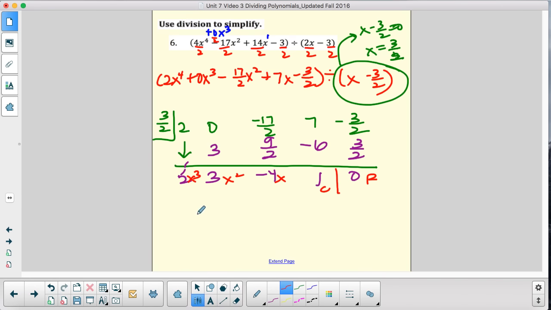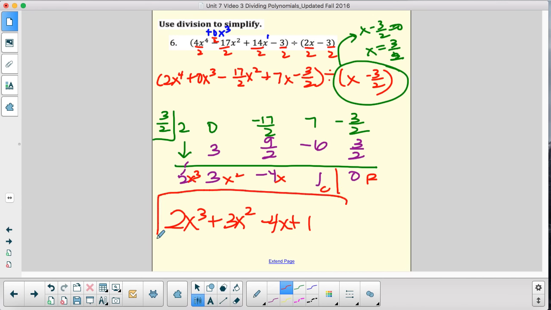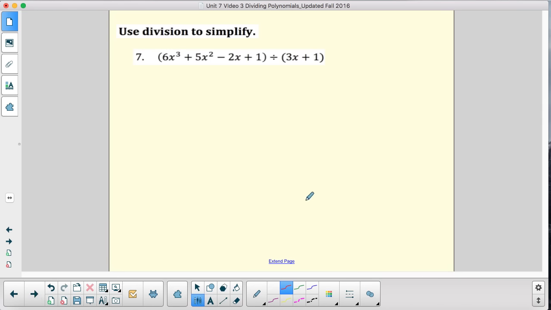So my answer would be 2x to the third plus 3x squared minus 4x plus 1. Once again, my remainder was 0, but if it wasn't, I would have to take it times 2 in order to get my true remainder. That is example 6.